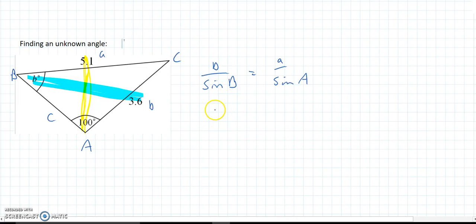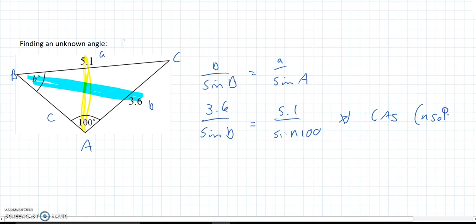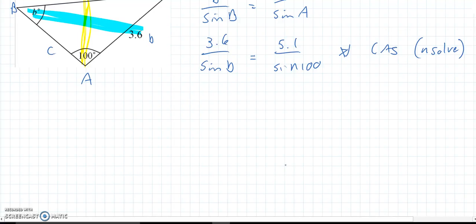Alright, and then sub in, so 3.6 over sine B is equal to 5.1 over sine of 100. Now here is where we have to use a little algebra or nsolve. So note at this stage, you can just use CAS with nsolve if you want the answer.